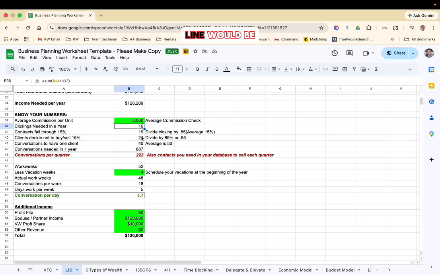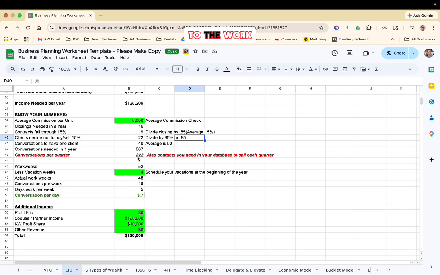The next line would be conversations to have one client. The average is about 50. Hopefully you're tracking that number elsewhere, and you want to go ahead and enter that here. In this scenario, we're just going to leave that at 40. So all this said and done, you'll see that conversations needed in a year is 887, which means we need to have 222 conversations per quarter.